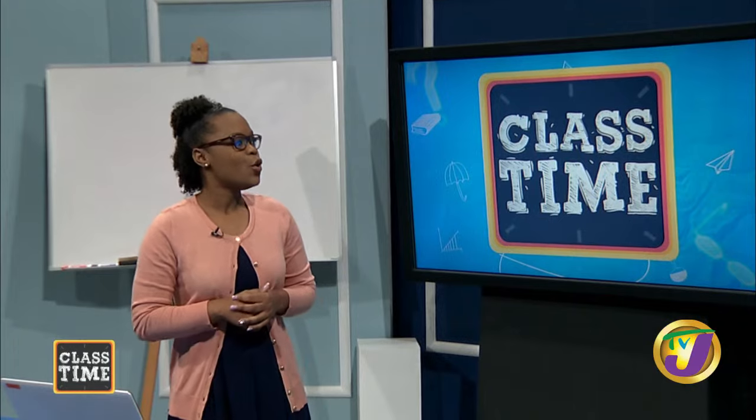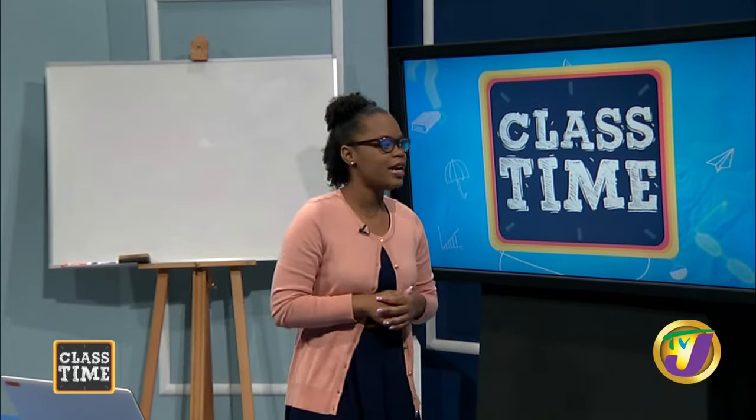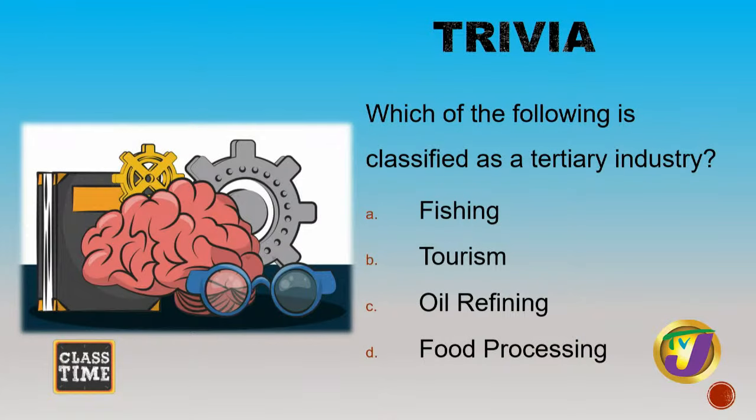It says, which of the following is classified as a tertiary industry? Is it A, fishing, B, tourism, C, oil refinery, or D, food processing? I'll give you a second to choose your answer. If you selected tourism as your answer, you are correct. All right? We're now going into the lesson.